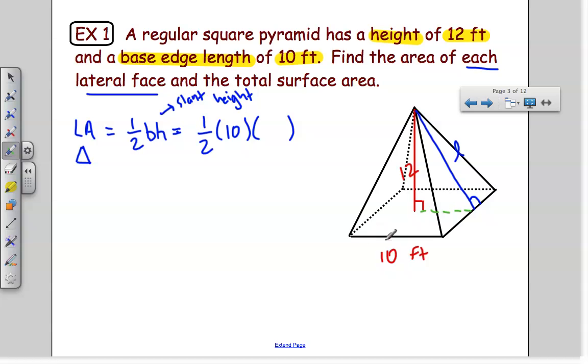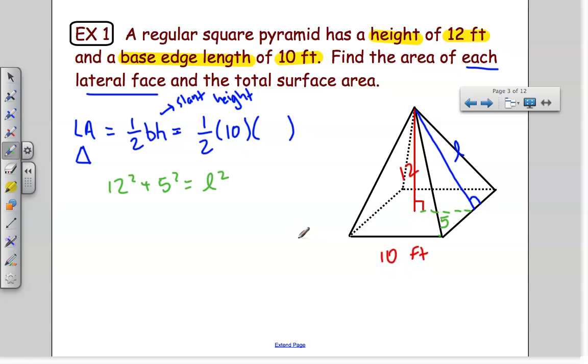Think about it. If this whole thing is 10, going all the way across would have been 10. Even though it's in the center of the square, it would still be 10 across, so this is half of that, or 5. Now I can find the slant height because I have a right triangle here. I have the legs at 12 and 5. So to find that slant height, I'm going to do 12 squared plus 5 squared equals slant height squared.